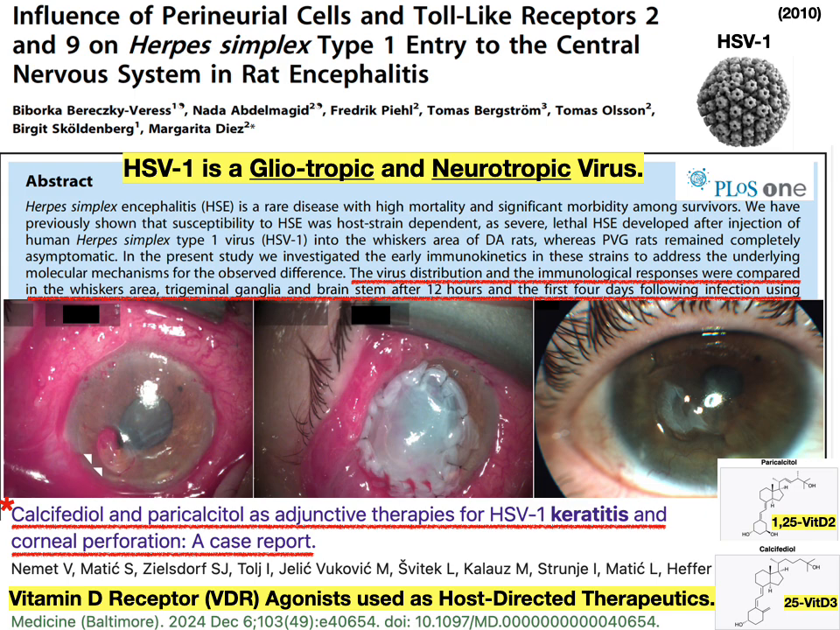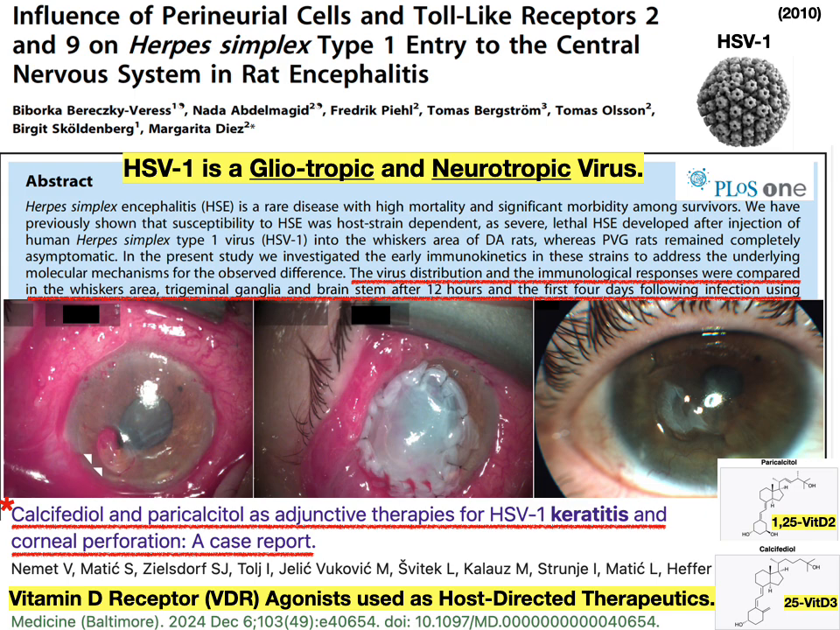It is important to emphasize that the investigators were using human herpes simplex virus type 1. They were applying it into the whisker areas of inbred rats, which were immunodeficient to resist this herpes infection. It is important to compare this outcome to the outcome of a recent clinical paper also dealing with human herpes simplex virus 1.